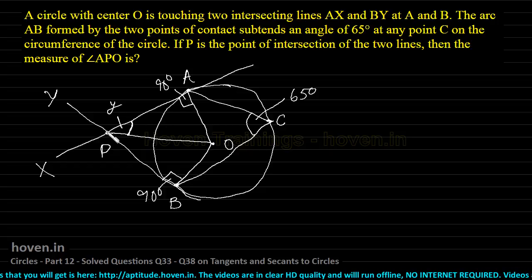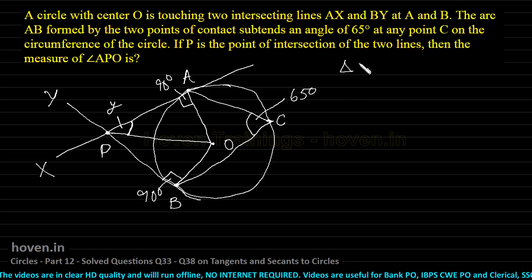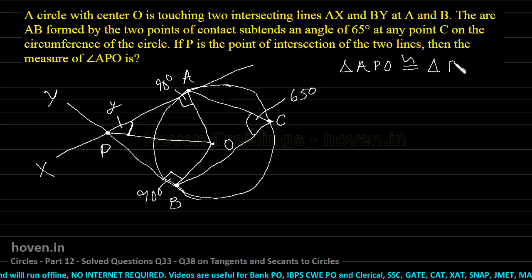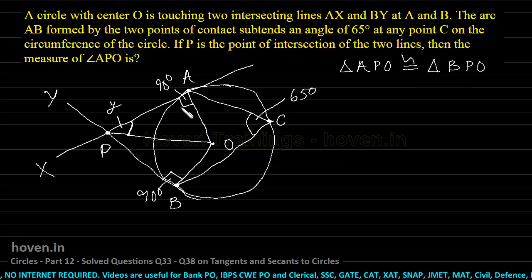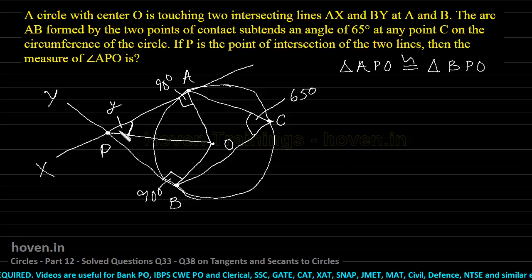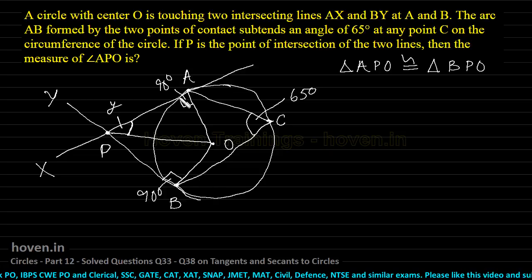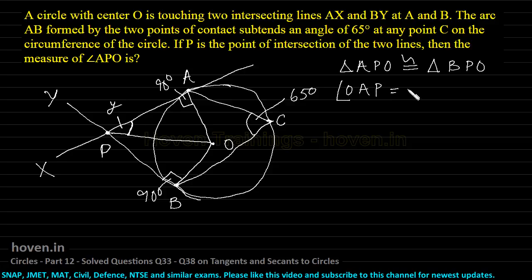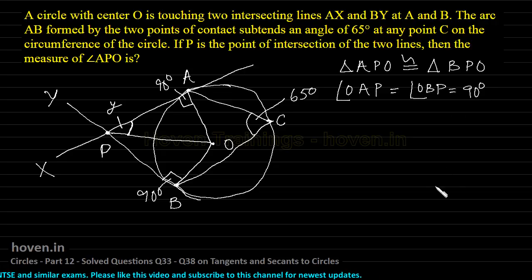Now let us examine this triangle APO and this triangle BPO. I assert that triangle APO is congruent to the triangle BPO. Now, why are they congruent? First of all, this angle is 90, this angle is 90. We can write angle OAP is equal to angle OBP is equal to 90 degrees.